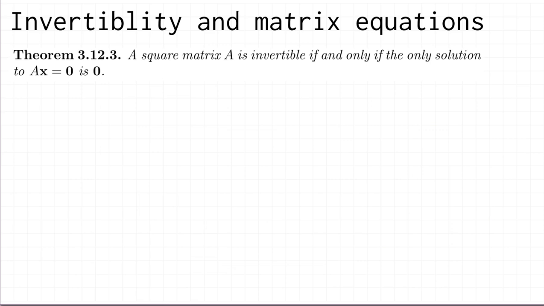Okay, finally, let's get a corollary out of this, which is another criterion for a matrix to be invertible. It says a square matrix is invertible if and only if the only solution to the matrix equation A times X equals the zero vector is when X is the zero vector itself. So, proof, one direction is easy.